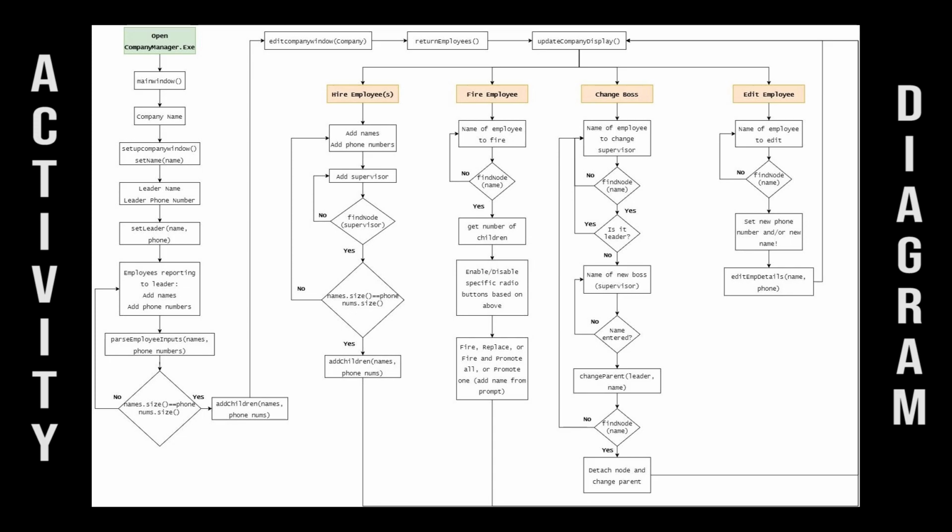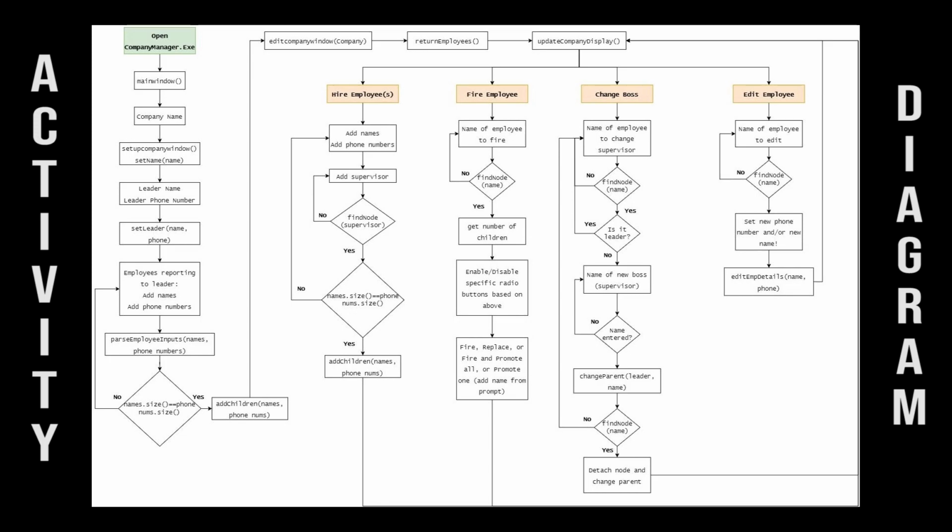Next, there's change boss, where I just assign the employee name to change the boss of. I find the node. Is it the leader? If it is, then it's kind of hard to change the CEO, right? So I don't allow that. You just have to change the boss of someone below the CEO, because the CEO is the big boss, right? There's no one above the CEO. That's what I mean. Then you assign the name of the new boss, and then you just check if the name is existing, and if it does, then I detach the employee and then reassign it to the new parent.